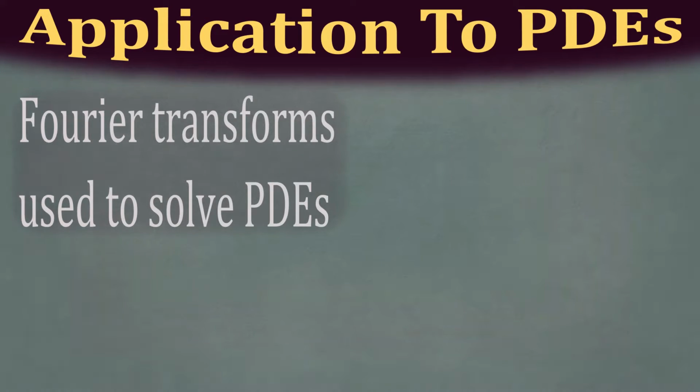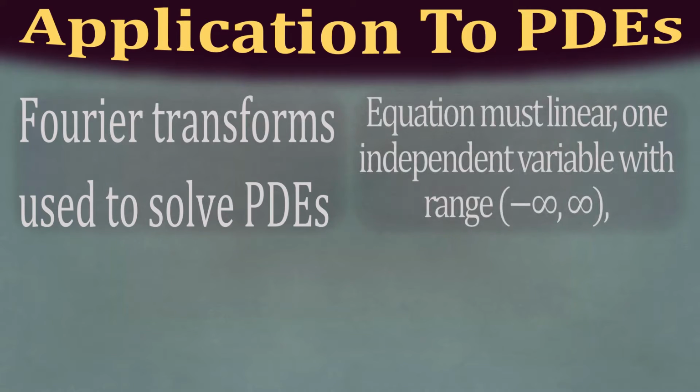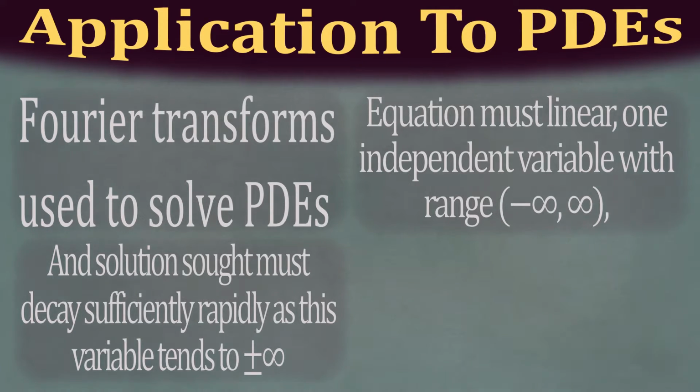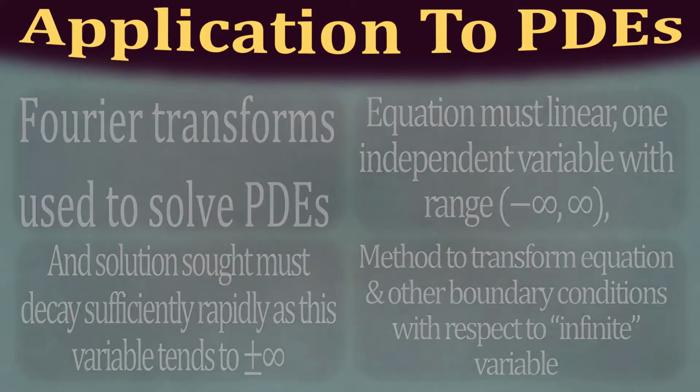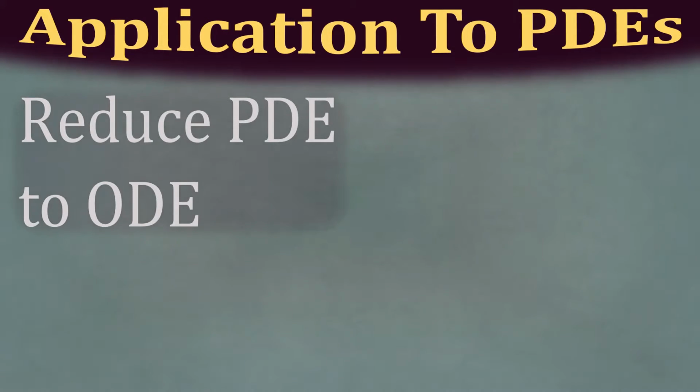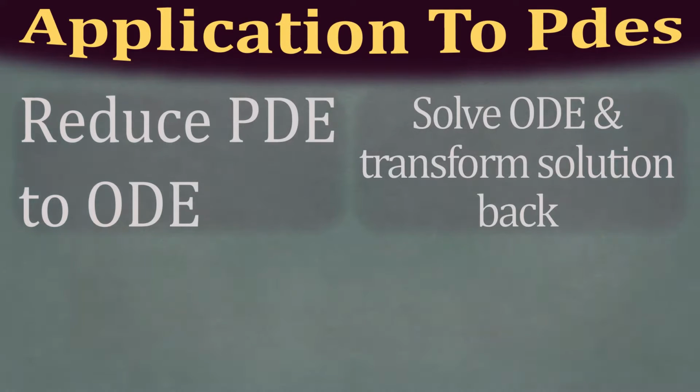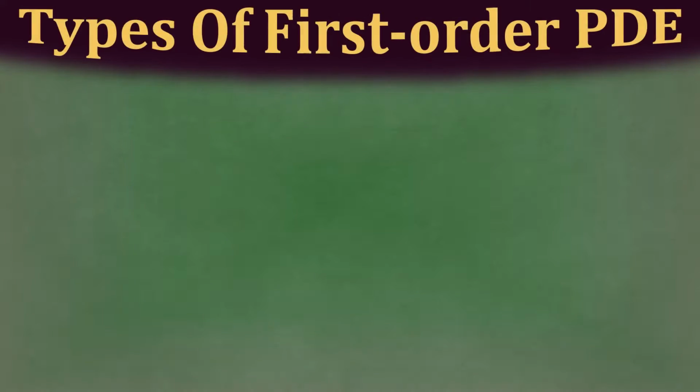Next, let's discuss the application to PDEs. Fourier transforms can be used to solve some PDEs. The equation must be linear, have one independent variable with range from minus infinity to infinity, and the solution sought must decay sufficiently rapidly as this variable tends to plus or minus infinity. The method is to transform the equation and the other boundary conditions with respect to the infinite variable. This will reduce the PDE to an ODE. We then solve the ODE and transform the solution back.